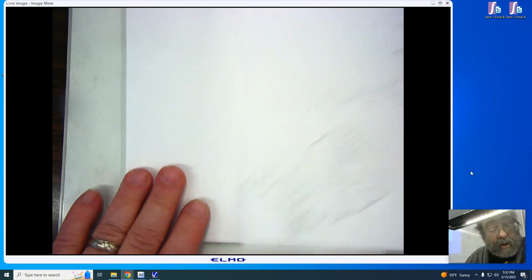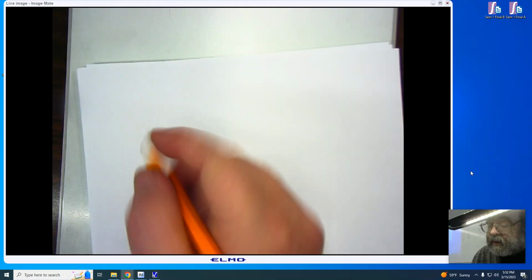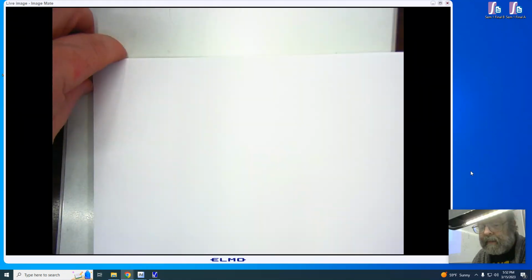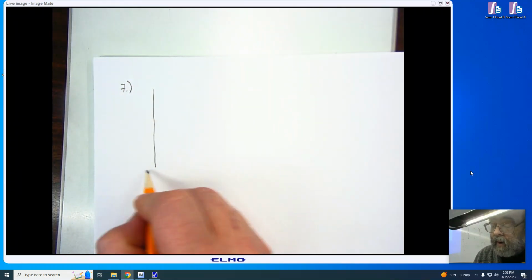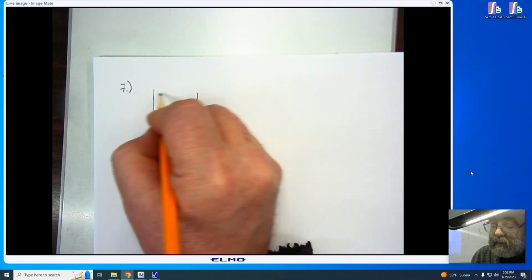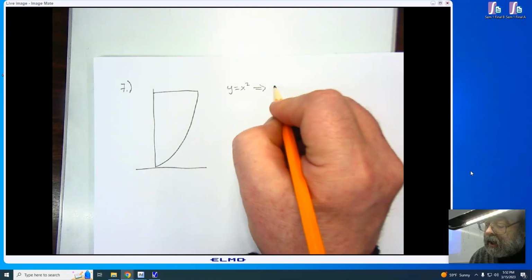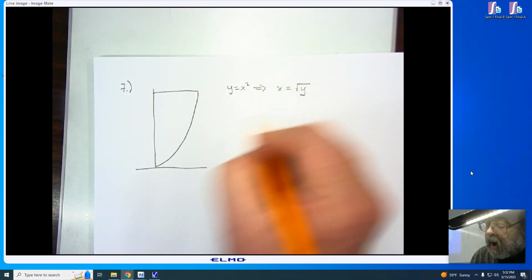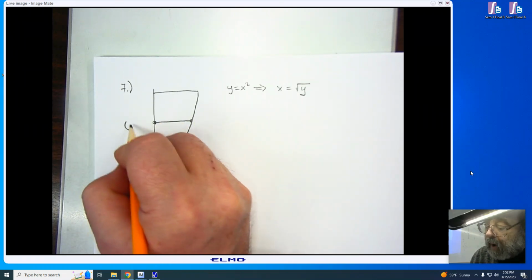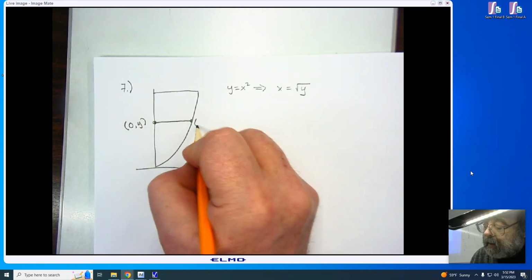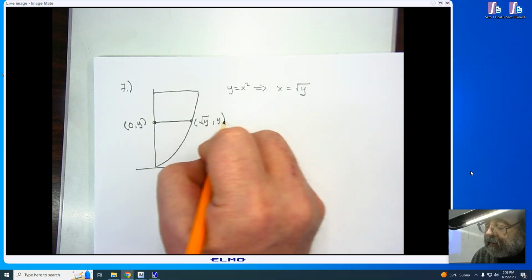Let's go ahead and now move to number 7. Now at some point here, I'm going to start moving forward a little bit more quickly, but for the beginning of this, I think it's important that you see what's happening. We're now wrapping around the y-axis. Our equation is y equals x squared, which I want to change into x equals the square root of y. Right y minus left y, this is 0, y. This is x, square root of y comma y.